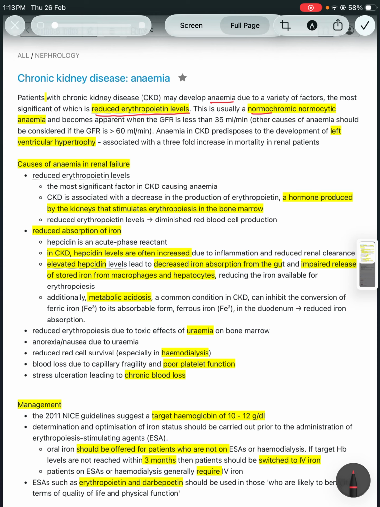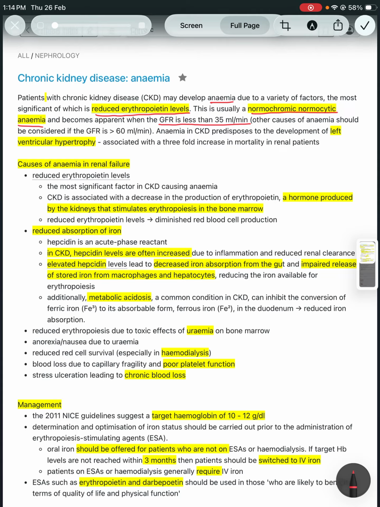This is usually a normochromic normocytic anemia and becomes apparent when the GFR is less than 35 ml per minute. Other causes of anemia should be considered if the GFR is more than 60 ml per minute.